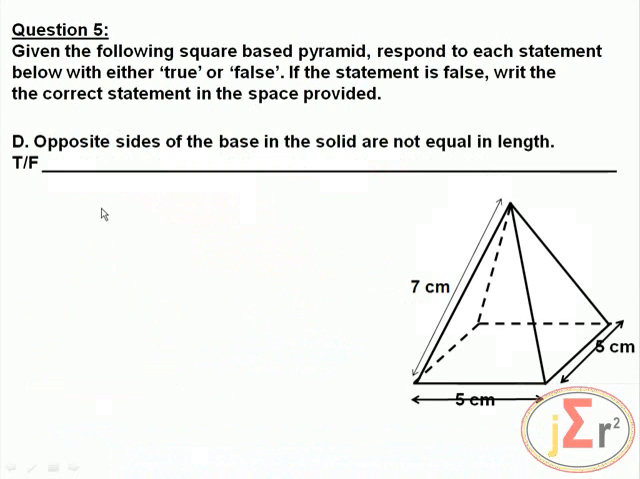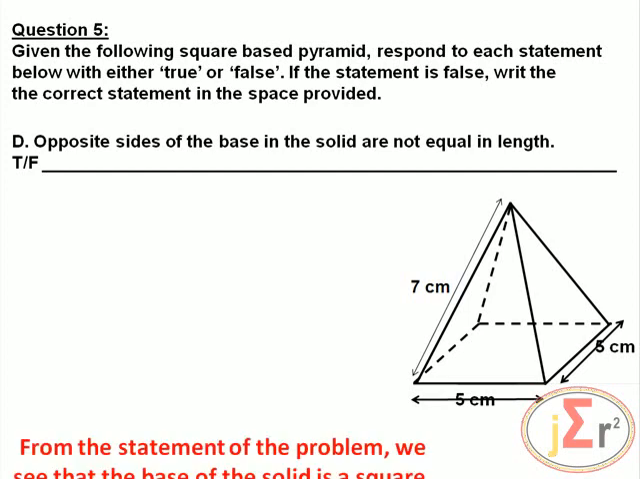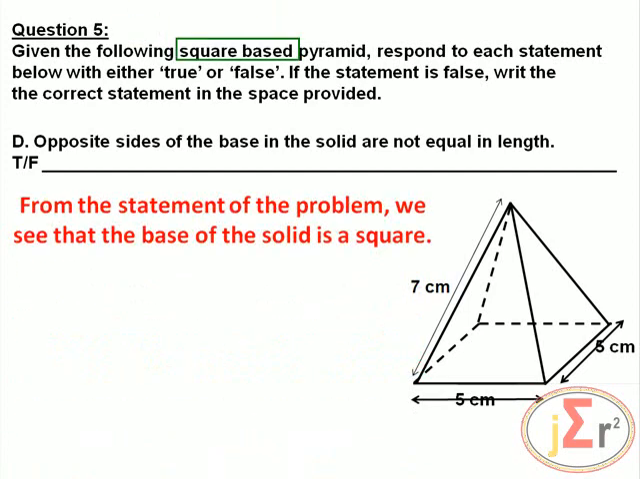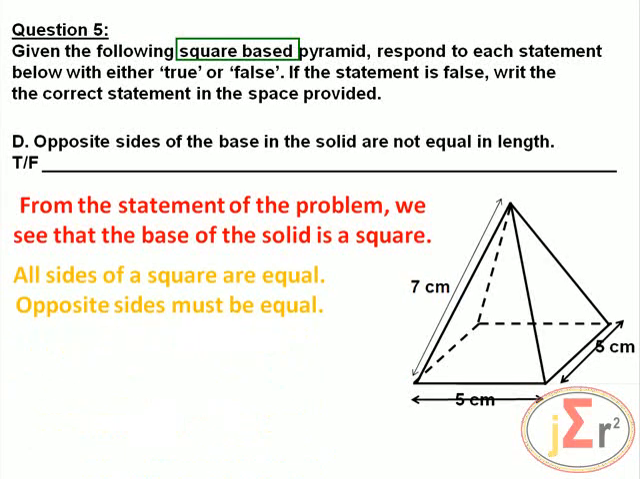Statement D. Opposite sides of the base in the solid are not equal in length. That's what it says. Square based. From the statement of the problem, we see that the base of the solid is a square. All sides of a square are equal. Therefore, opposite sides must be equal.